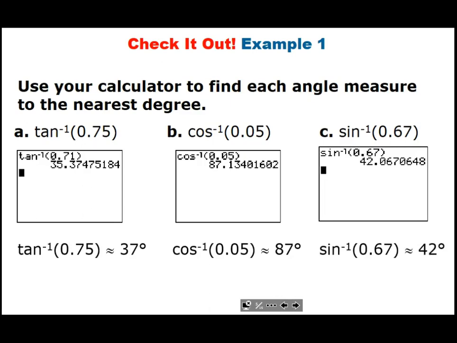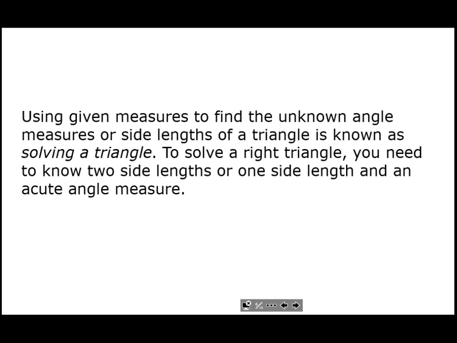Now we're going to go on to example 2. Before we do that, let's talk about this. Using the given measures to find the unknown angle measures or side lengths of a triangle is known as solving a triangle. To solve a right triangle, you need to know 2 side lengths or 1 side length and an acute angle measure.